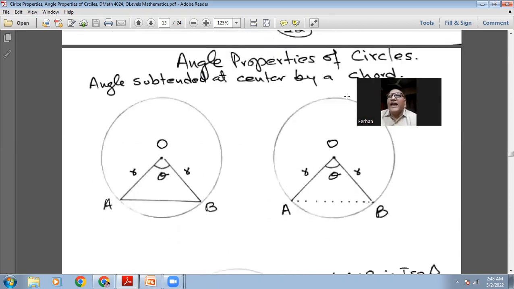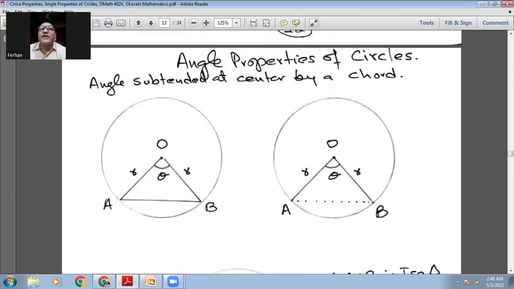So for example, here you have a chord AB, you join A with the center, you join B with the center. This is a radius, this one is a radius. The angle between them is theta. So theta is the angle subtended at the center by a chord. And another important thing is that this is a triangle, and two sides of this triangle are equal to each other. So it's an isosceles triangle.